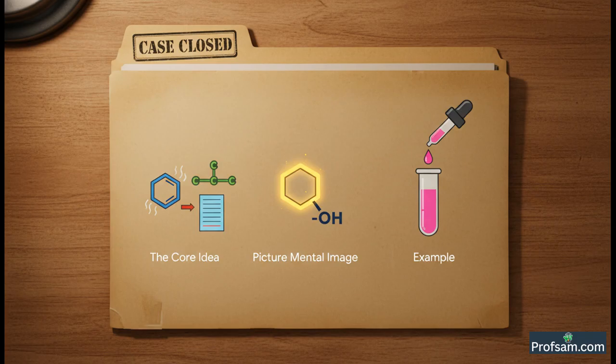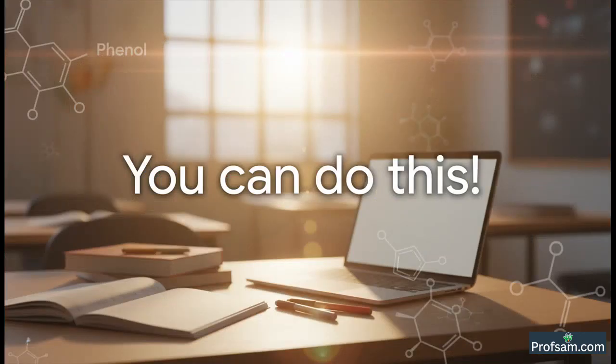Remember that simple lab test. With an indicator, the phenol solution turns pink, proving it is acidic. Simple. And that's really it. That's the whole story. If you can just remember that one core idea, that one mental picture of the noble family, and that one pink color test, I promise you this topic will feel so much lighter and easier in your exam. You can do this.